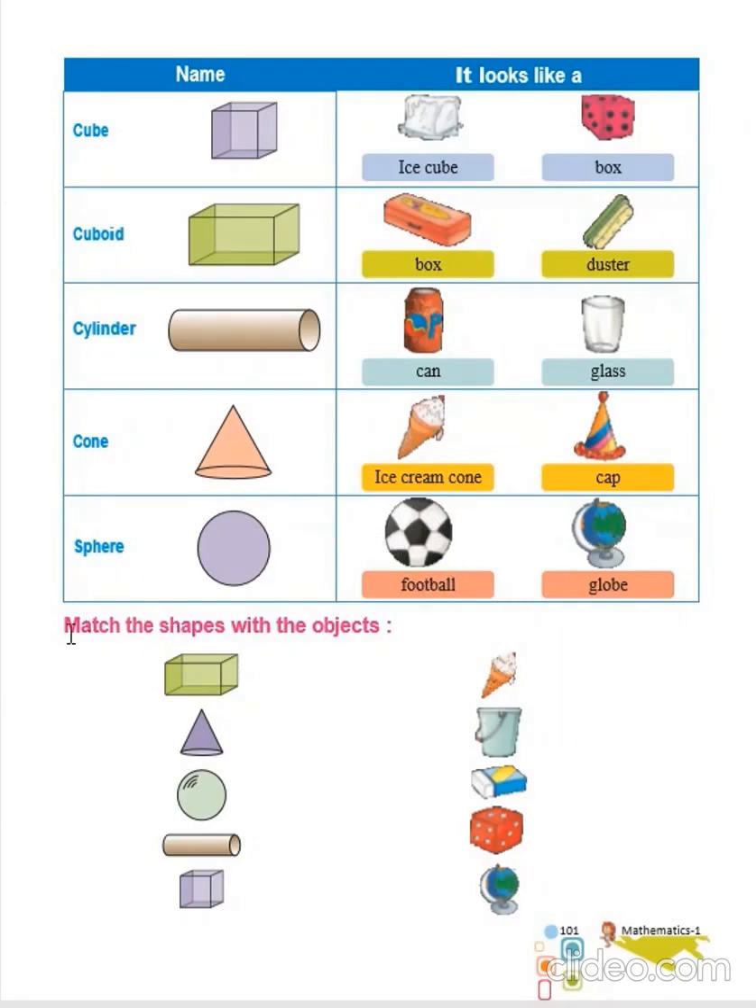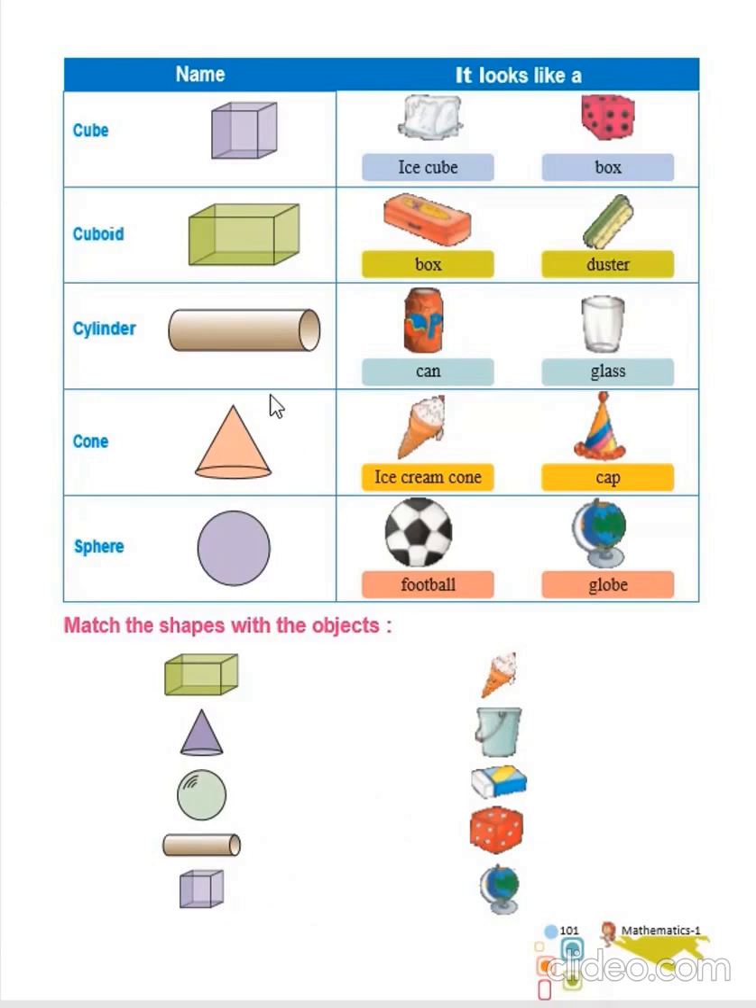Now we have to match the shapes with the objects. This is cuboid, so this one is cuboid. This is a cone, this one is cone. This is a sphere, this globe is sphere. This is slender, this bucket is slender. This is a cube. This dice is cube.